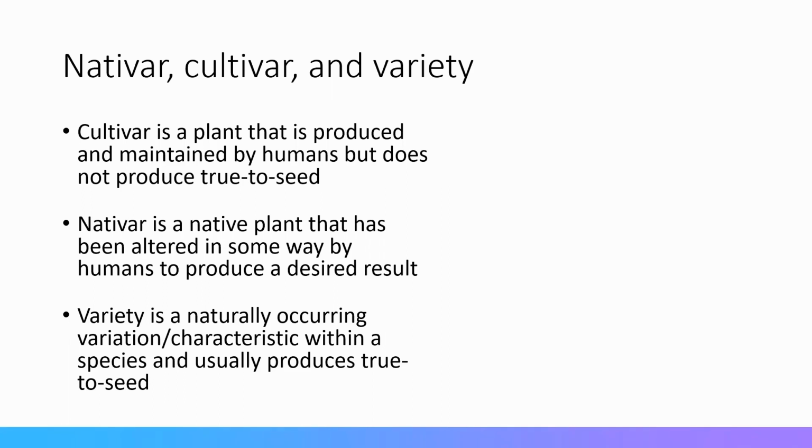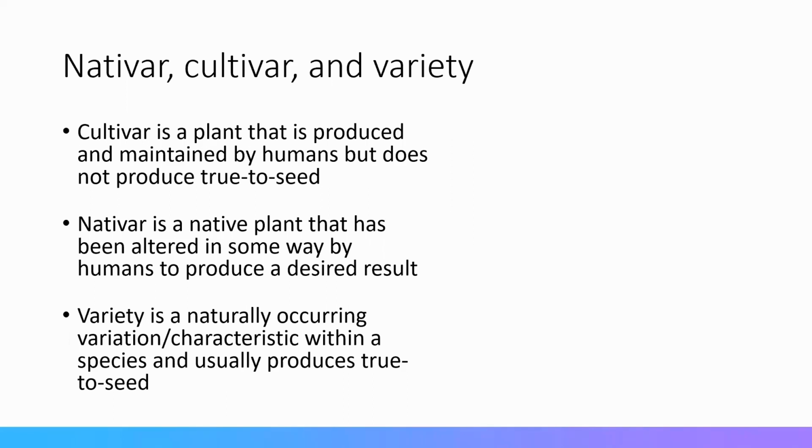We see nativar more and more nowadays. Nativar is just a cultivar of a native plant. So we've taken native and cultivar, smashed them together, we get nativar. So it's just indicating that this is a cultivar of a native plant. And again, it has gone through breeding to get some result, whether that be new flower color, double flowers, things along those lines.